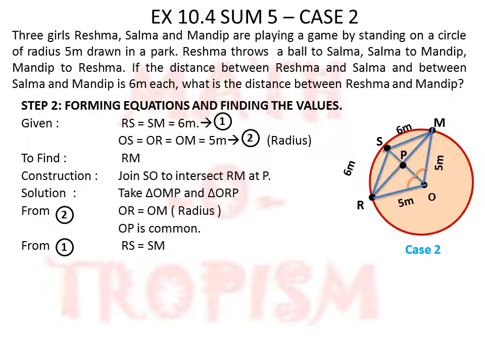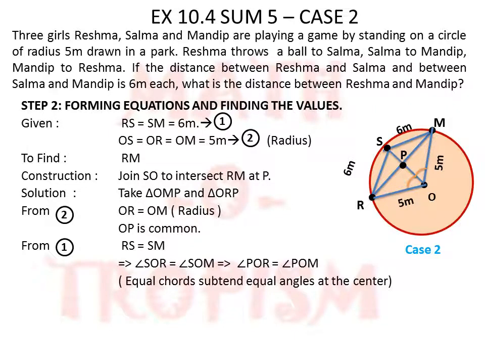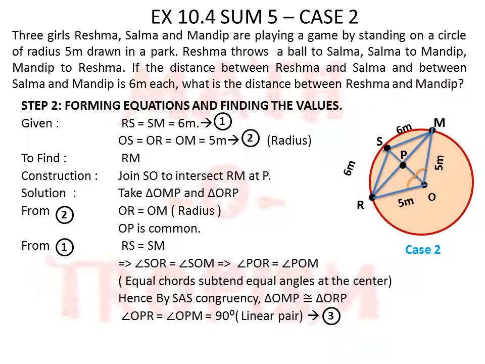But we know that angle SOR is equal to angle SOM, since equal chords subtend equal angles at the center. So alternately the included angle also has become equal. So as a result, by SAS congruency, my triangle OMP is congruent to triangle ORP. Again, either I can use the perpendicular theorem of the circle, or angle OPR is equal to angle OPM. So both are 90 degree. So RP is equal to PM.